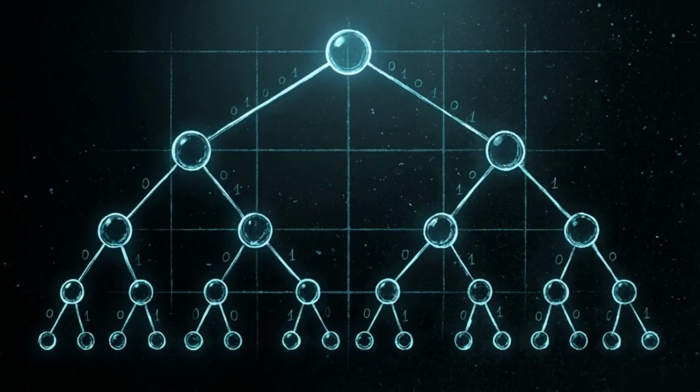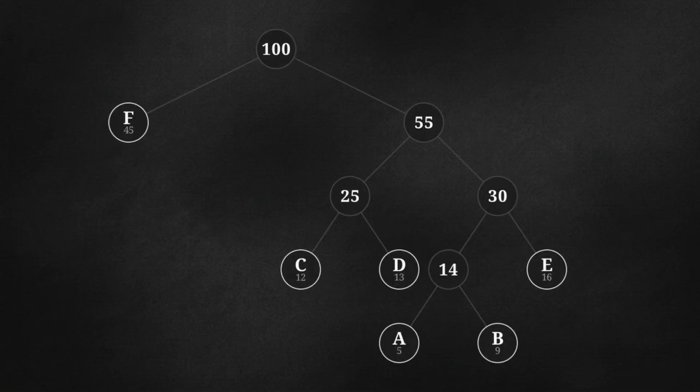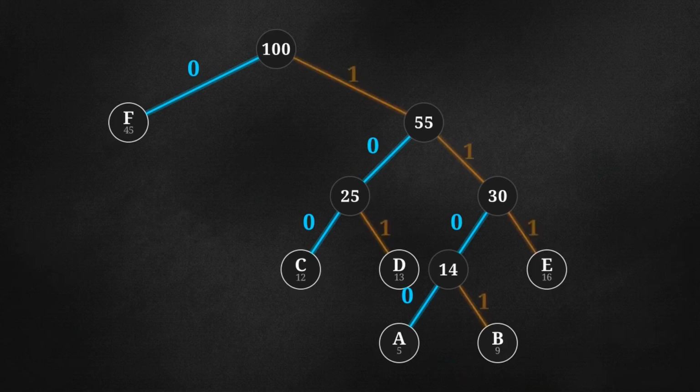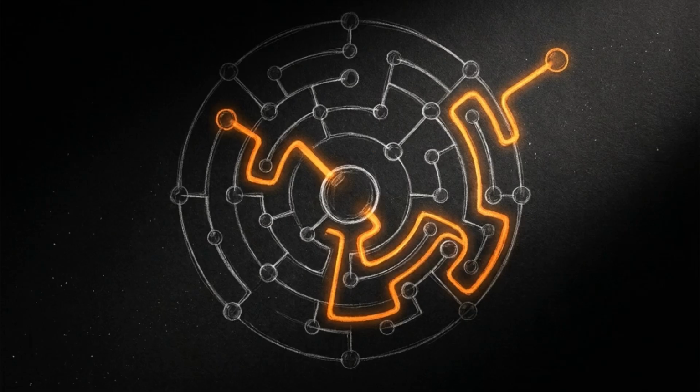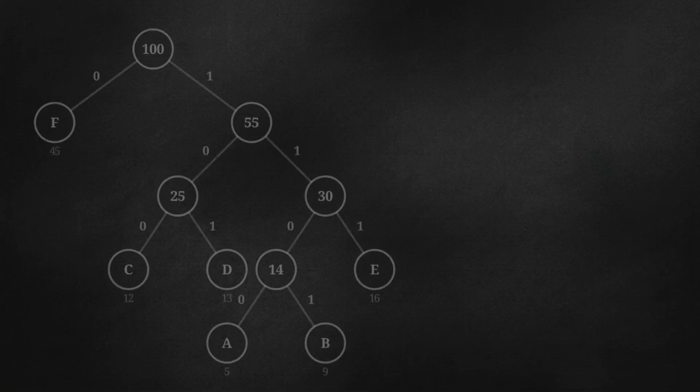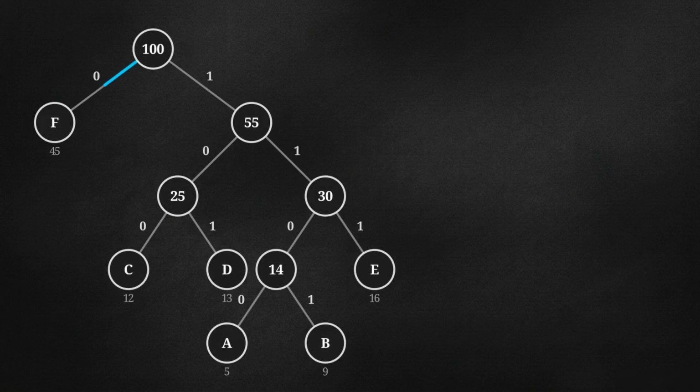With the hierarchy finalized, we can now map the physical tree into binary code. We apply a strict assignment rule to the connections. Every left branching edge receives a 0, and every right branching edge receives a 1. To determine the binary code for any character, we trace a top-down path from the root node to the target leaf. For our most frequent character, F, the path is minimal. Moving from the root directly down the left edge generates a binary code of 0.